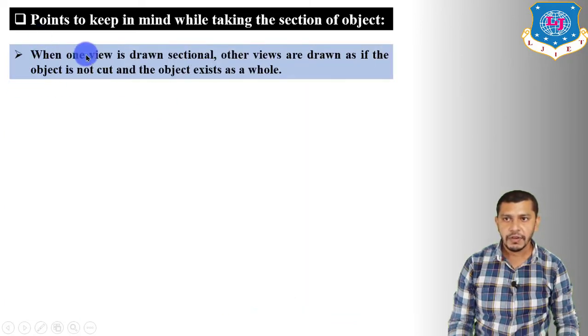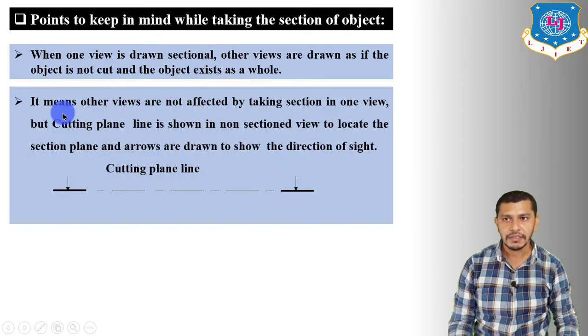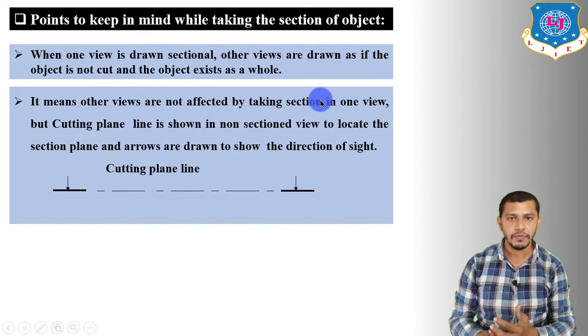Next, when one view is drawn sectional, other views are drawn as if the object is not cut and the object exists as a whole. That means other views are not affected by taking a section in one view. If you are taking the section in the front view, the top view and the side view of the object will remain as they are.